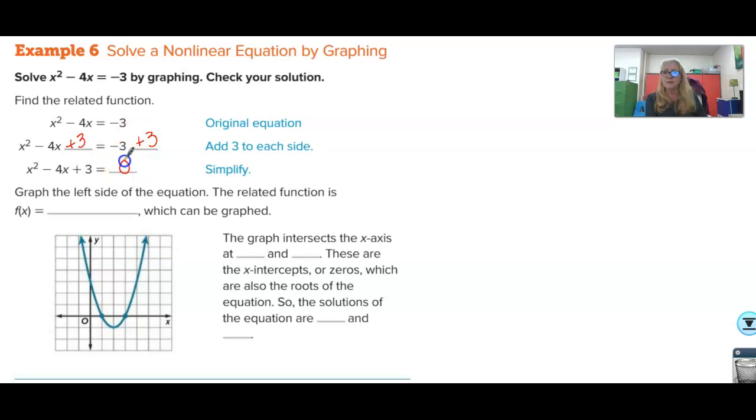Okay, which means this is now 0, all right? So we can graph the left side of the equation, x squared minus 4x plus 3, which will look like this. The graph intersects the x-axis at here and here, 2 and 4. I guess we should probably put those as points. You could put 2, 0, and 4, 0. These are the x-intercepts or zeros, which are also the roots of the equation. So the solutions of the equation are 2 and 4.